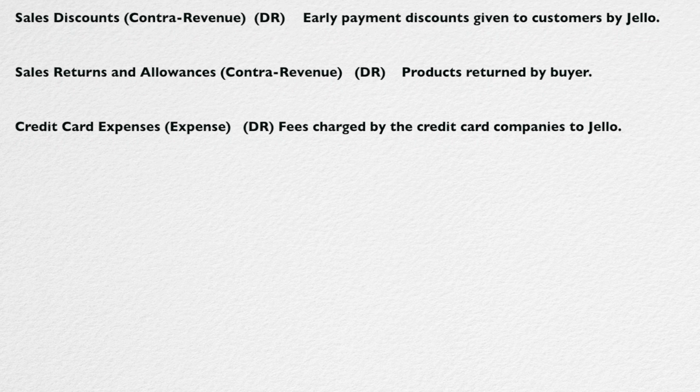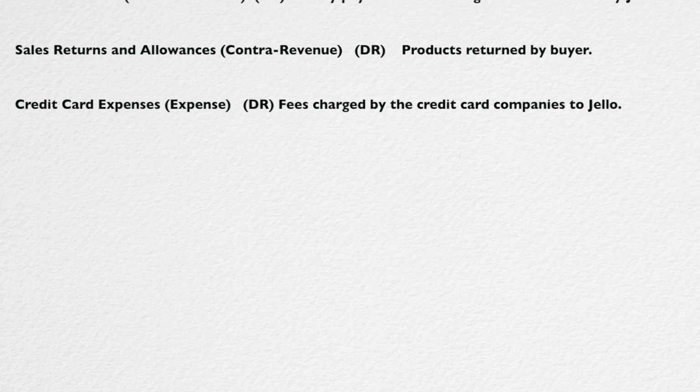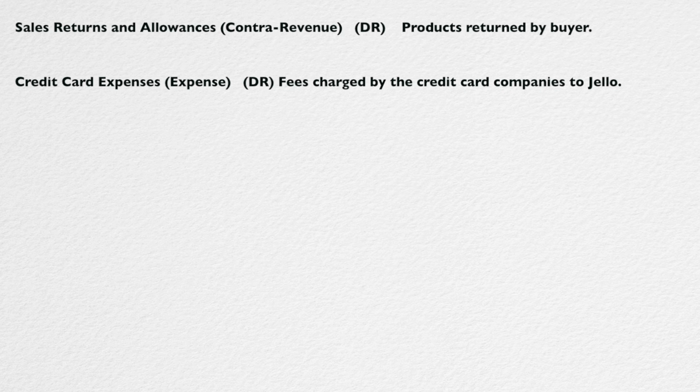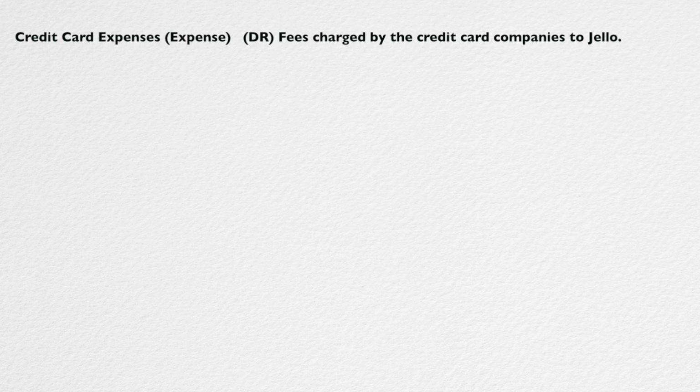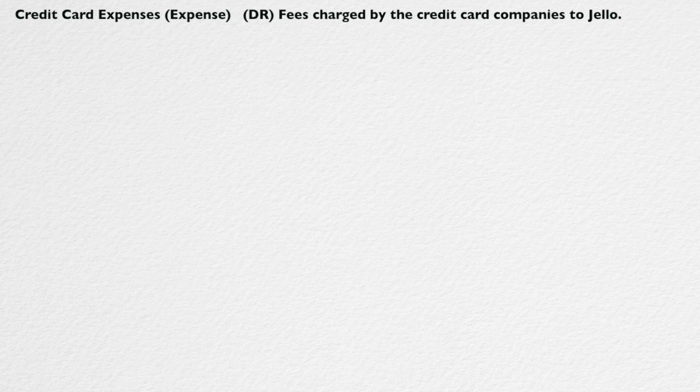The final account we're going to add is the credit card expense account. It has a normal debit balance, and it is the fees charged by credit card companies to Jello. Since we've already introduced new information today, we'll only do a single example. In this example, we'll handle the recording of sales for cash and on account.